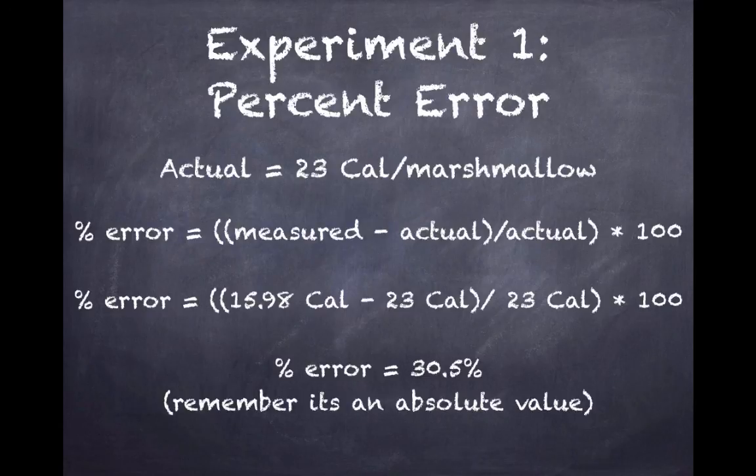The last calculation you will do is figure out your percent error. So we know that the actual amount of calories is 23 calories per marshmallow. So how correct were we in our measurements? So percent error equals the measured amount minus the actual amount divided by the actual amount times 100. So in our sample calculations, we will subtract 23 calories from 15.98 and divide that by 23 calories and multiply by 100. For this example, our percent error is about 30.5%. And remember, this is an absolute value, so don't pay attention to the negative.